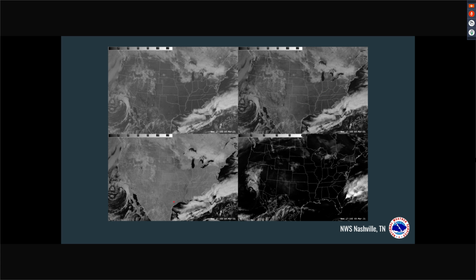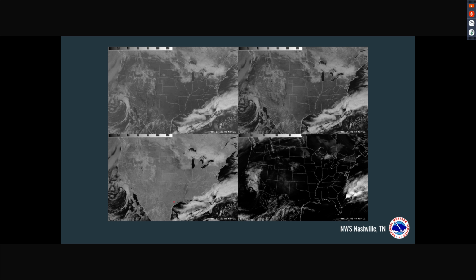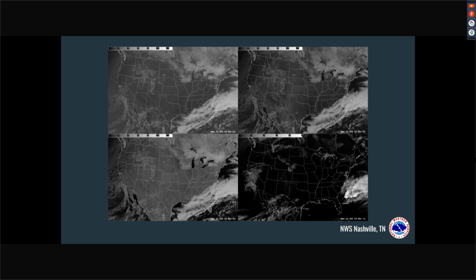If we look at the veggie band, it's short for our vegetative band. So here is where a lot of times it'll show us where there's a lot of vegetation.